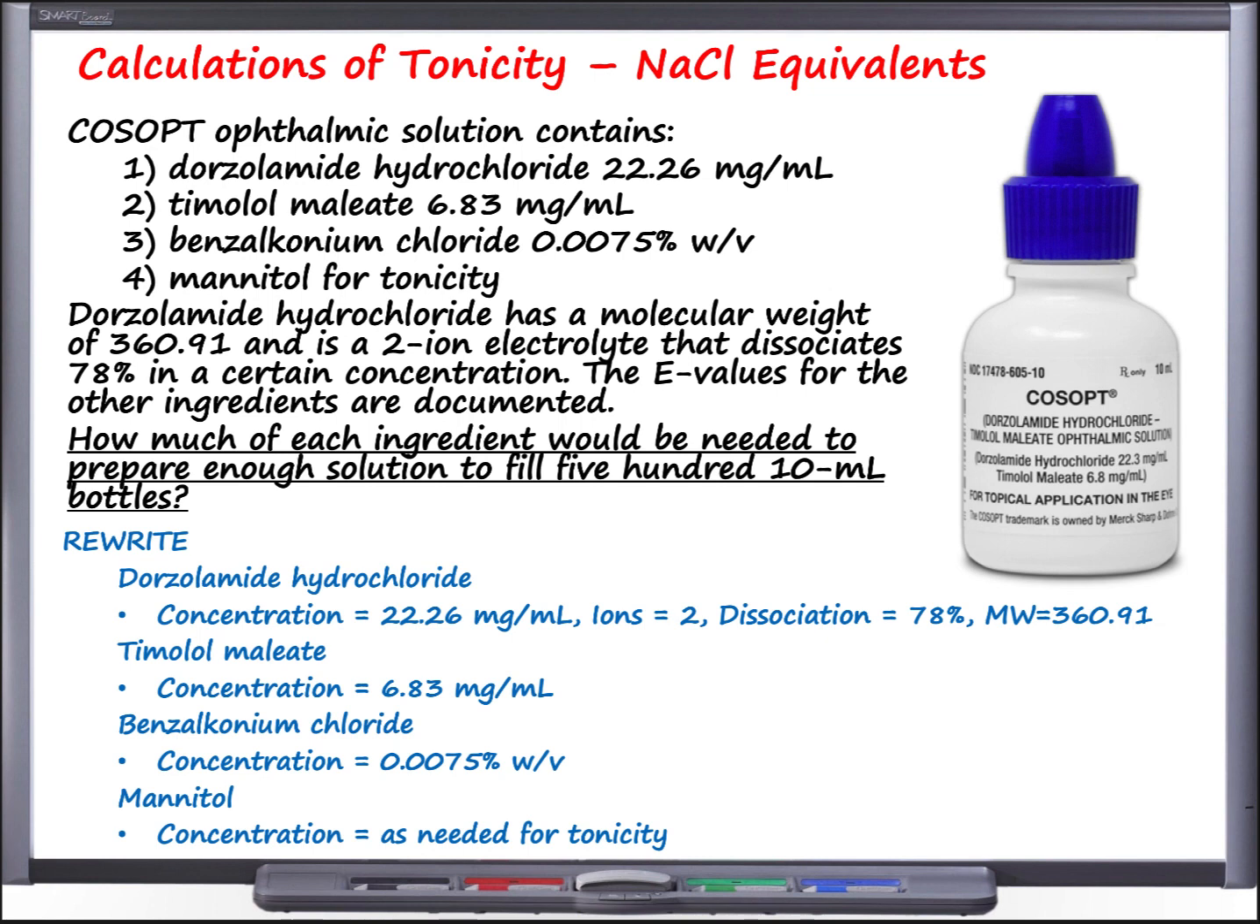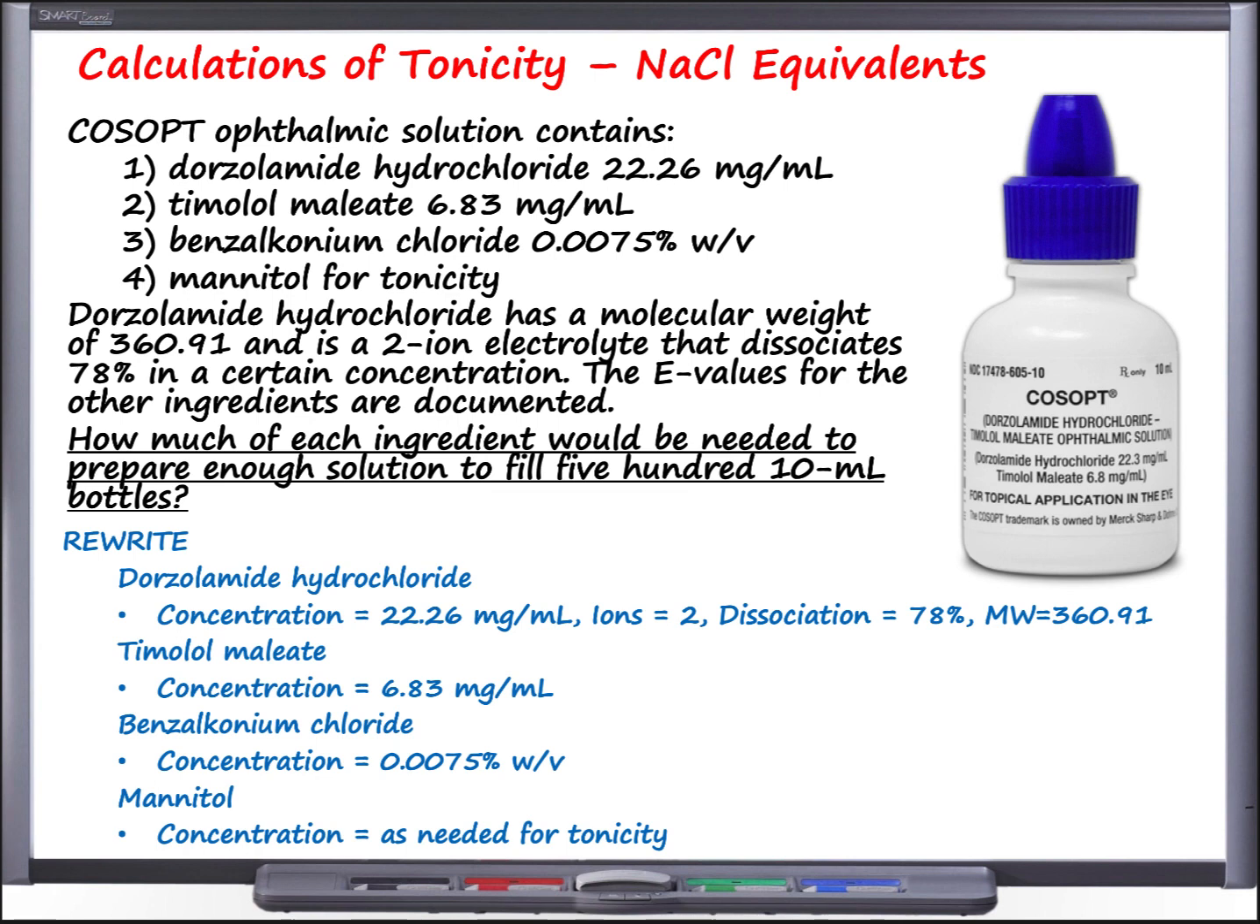Therefore, what we will also add is enough mannitol, which is simply an inert sugar molecule, but we're going to add whatever amount of that mannitol we need to make sure that the final product is also isotonic. So that kind of sets up what we're trying to create. The point to this question, though, is to use this alternative method.